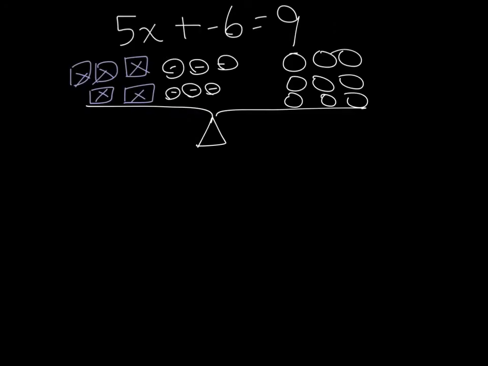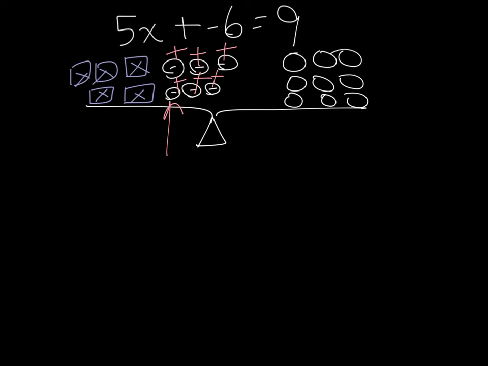Okay, here's the model. I have 5 x's in purple. I have 6 negative coins, and I have 9 positive coins on the other side. Now to get x by itself, I have to add 6 to this side. Basically, take away these guys by adding 6 because it's a negative number, right? So I'm going to add 6 things.